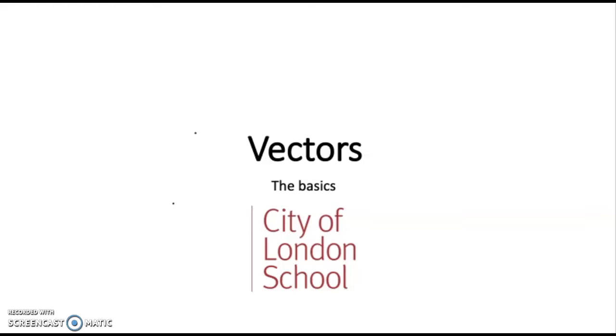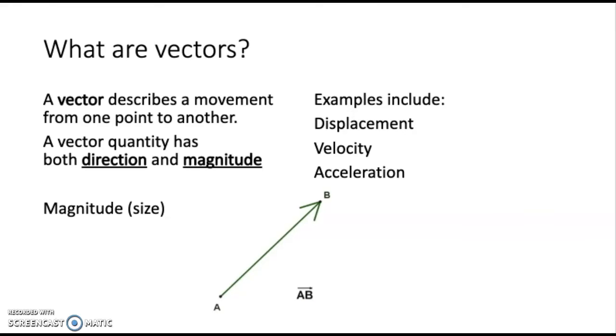This video will go over the foundational knowledge needed to recognize and find vectors. So what are vectors? A vector describes a movement from one point to another, and a vector has both direction and magnitude. So here you can see the vector AB, and it's important to note the direction in which this vector is going. A vector is indicated by an arrowhead, and in this case the arrowhead is on top of A and B. Examples of vectors include displacement, velocity, and acceleration.